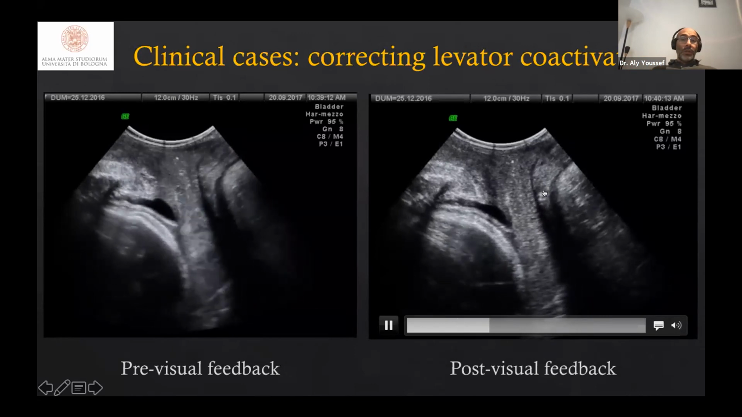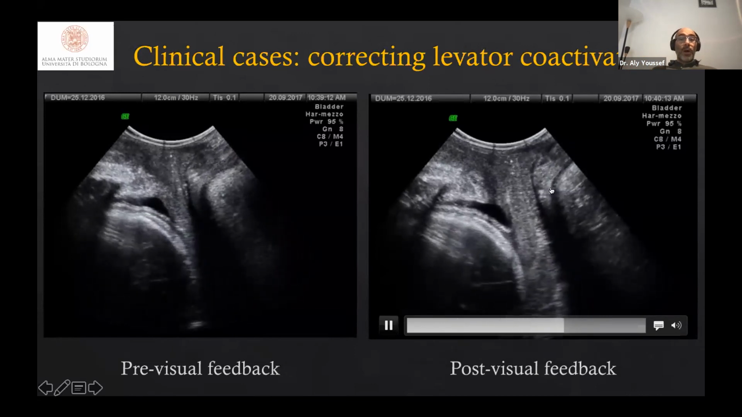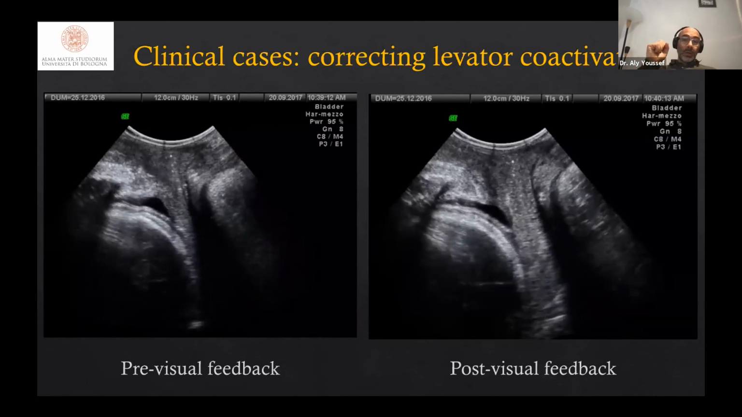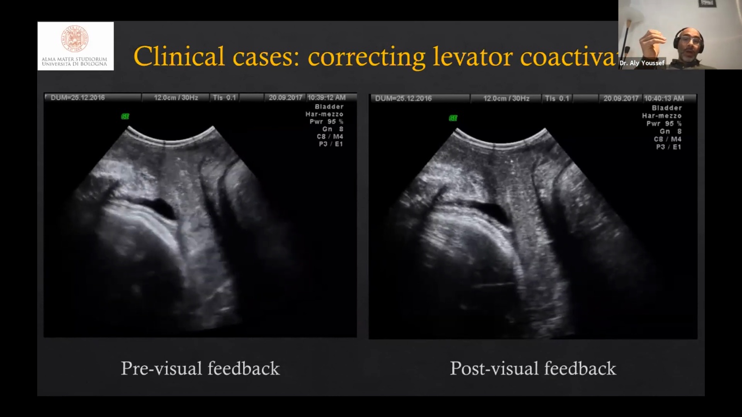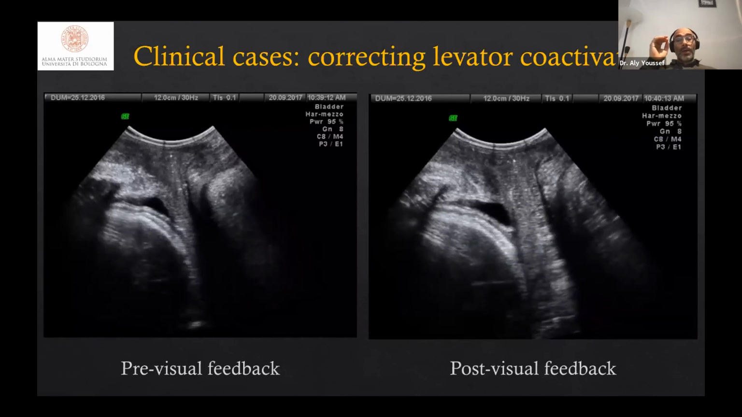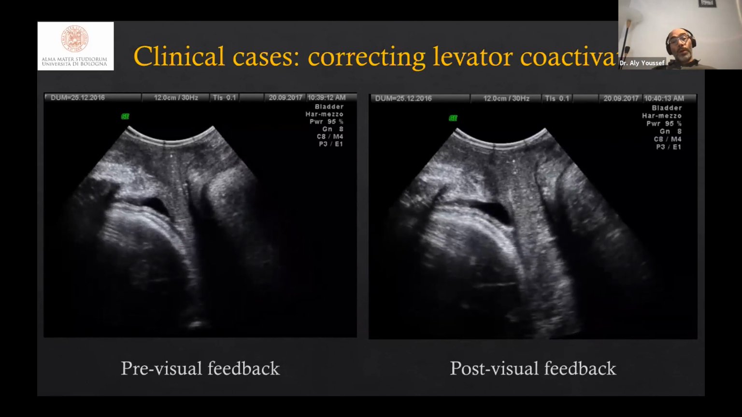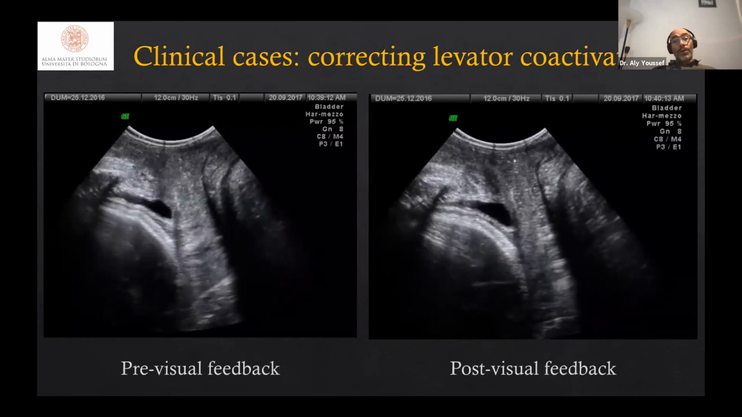And then she tried at least partially to correct for this coactivation. So she pushes and then contracts. She feels it and sees it, and then tries to relax. And this is a cycle of improvement of the levator ani muscle coactivation.